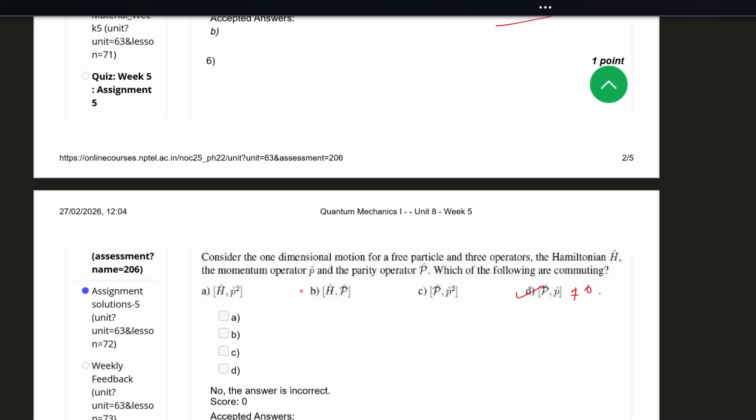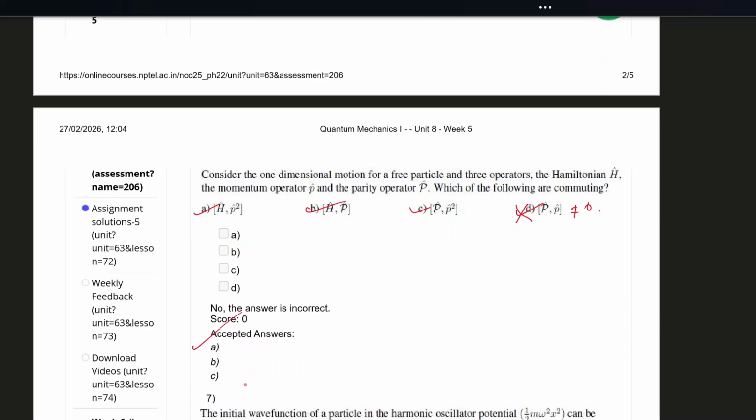So which one of them are commuting? So this one, and this one, and this one is not commuting. So this is the correct answer also.